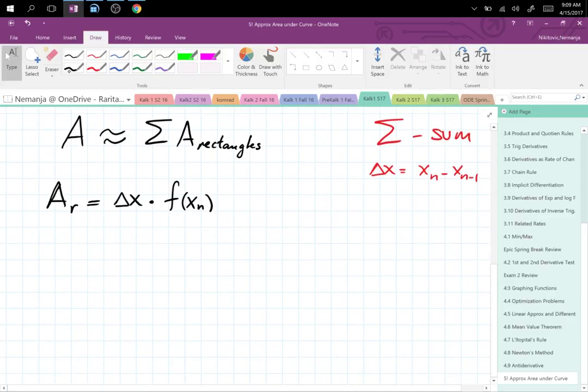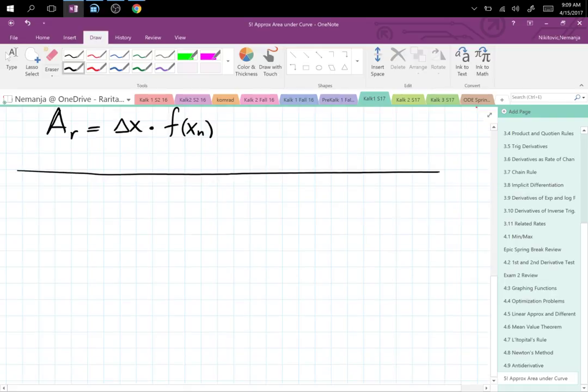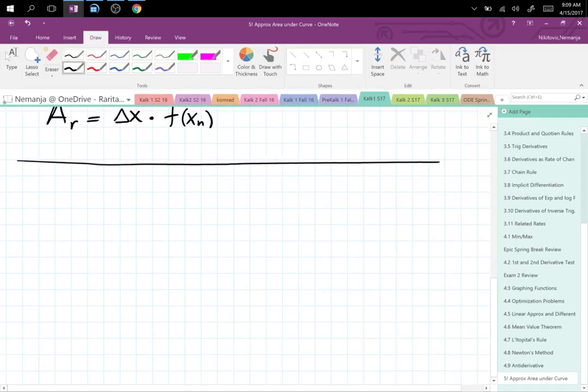So now I would like to do the example, and we are going to take a look at the picture for that example. So here is the function.